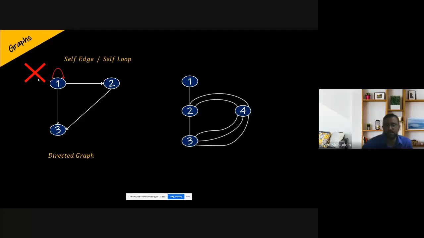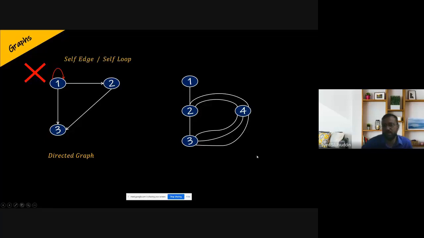We don't consider it. It's not permitted in design and analysis of algorithms because there are various algorithms which may not work if we have a self-loop, and there is no point in having a self-loop. So realistically what we say is it's not legal to have a self-loop. It's not permitted. There is a restriction. So we say there will not be any self-loop.